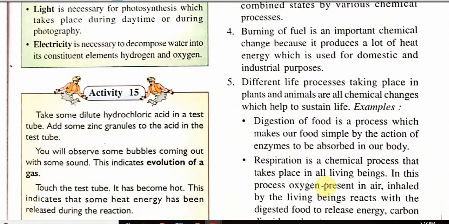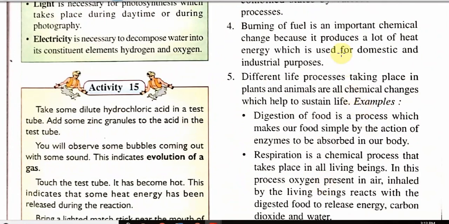Next point is burning of fuel is an important chemical change because it produces a large amount of heat energy which is used in cooking and to run vehicles. Now different life processes take place in plants and animals. All produce chemical change. First is digestion of food. You can see digested food is different from the eaten food.